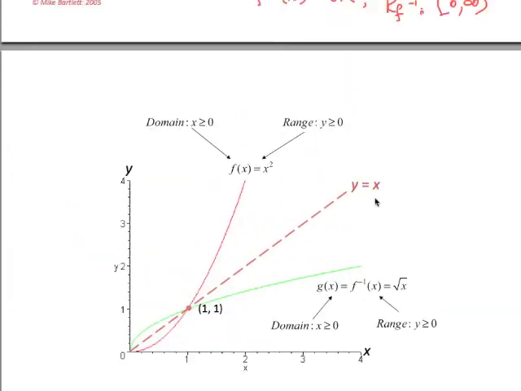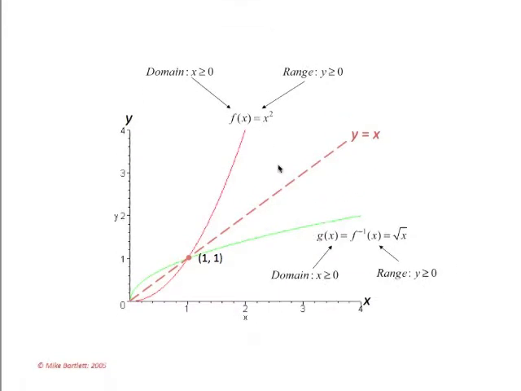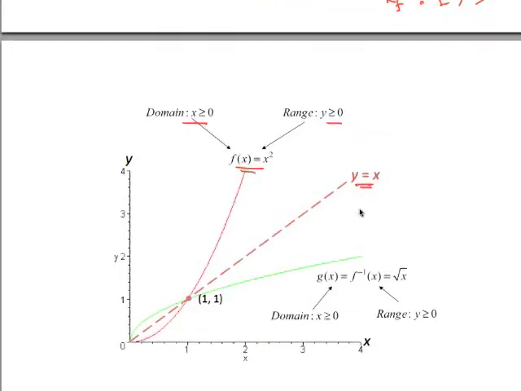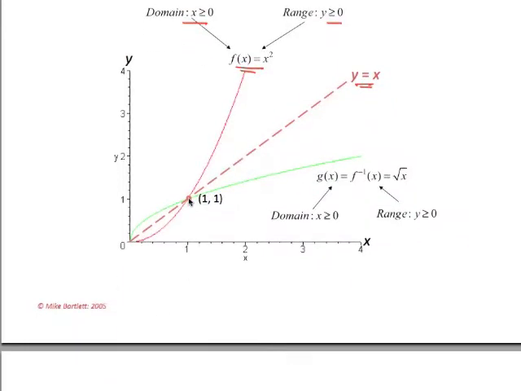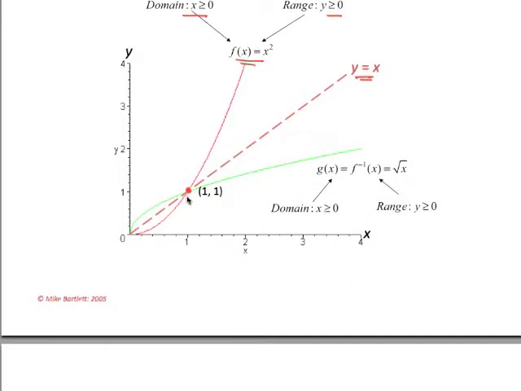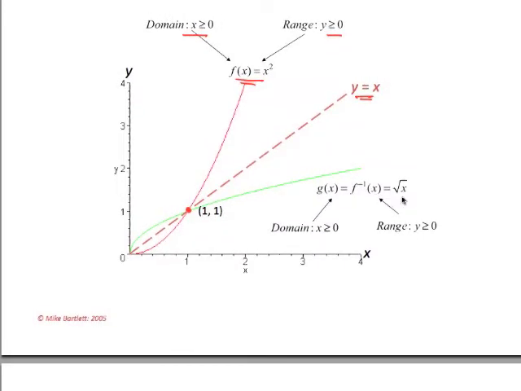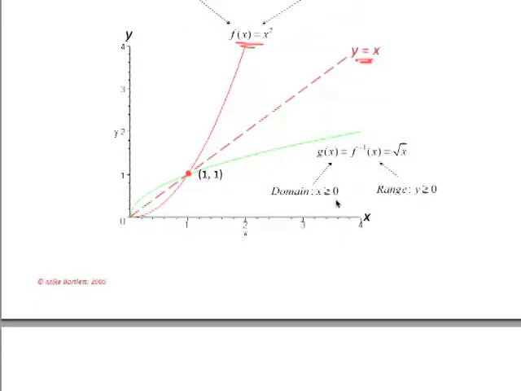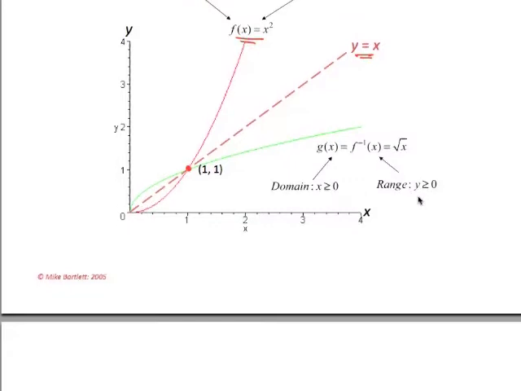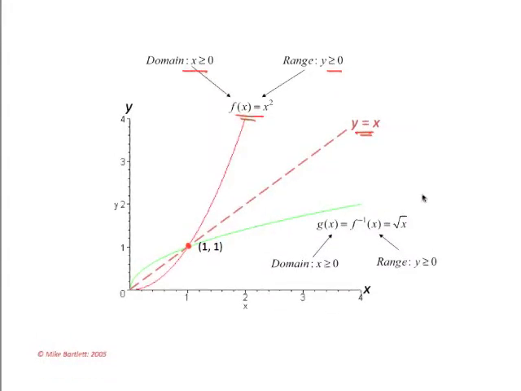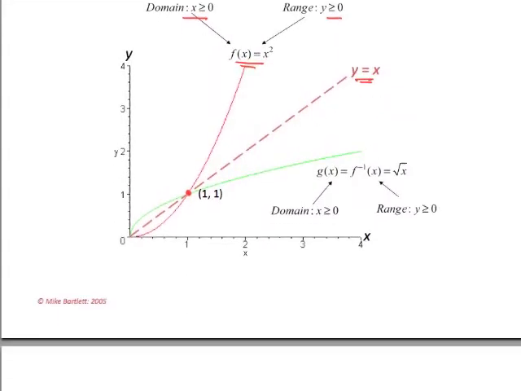Now if we put that together, notice what happens, here are our two functions. Here's f of x equals x squared, having a domain greater than or equal to 0, range greater than or equal to 0. Here's our line y equals x, and we reflect it. Notice the point common to both of them is 1, 1. And our g of x, which is our inverse function, is the square root of x. Again, the domain is greater than or equal to 0 and the range is greater than or equal to 0. And so that's how we graph inverse functions.